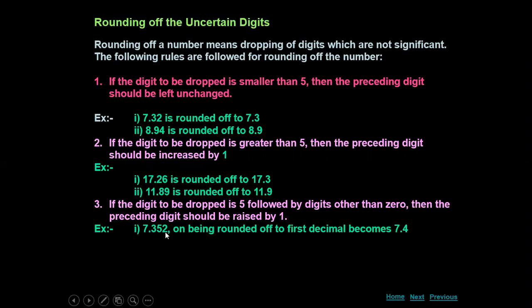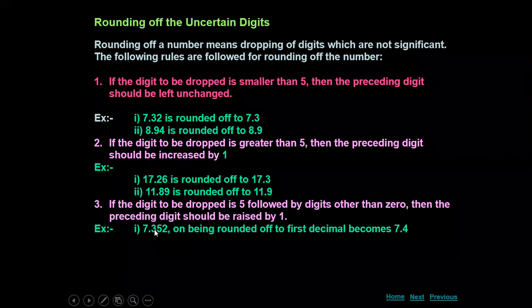After 5 there is a digit, right? This digit is non-zero. If this digit is non-zero, what are we doing? We are increasing the preceding digit by 1. So 7.3 will become 7.4 when we are writing up to 2 decimals. If you want to drop this 2, it is easy. Already it comes into the first case, so we will directly write 7.35. It will come into the first case, right?